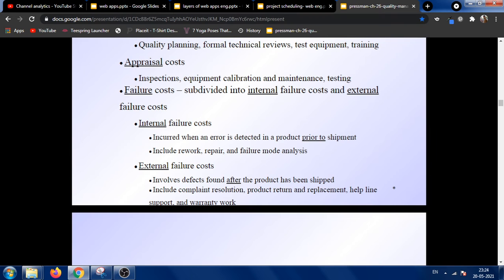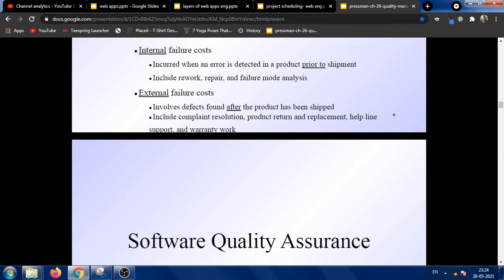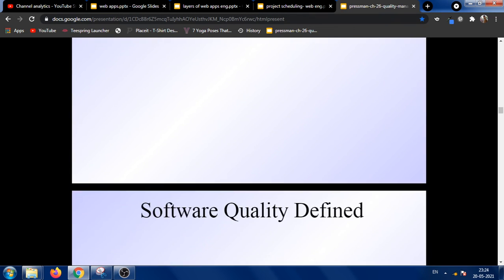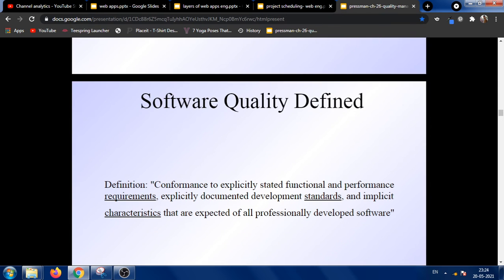There we may come across them returning the product or replacing the product, and also the warranty and the support work of the particular product that has been delivered. Now here, the software quality assurance. What is software quality? It is conformance to explicitly stated functional and performance requirements, explicitly documented development standards, and implicit characteristics that are expected of all professionally developed software. So you have to conform to the explicitly stated functional and performance requirements.